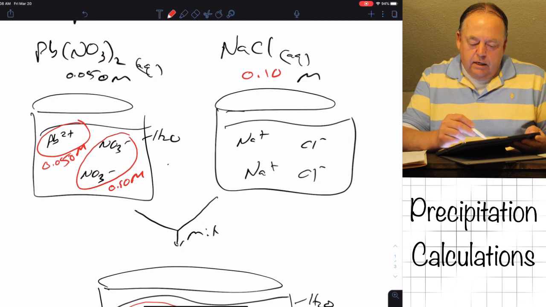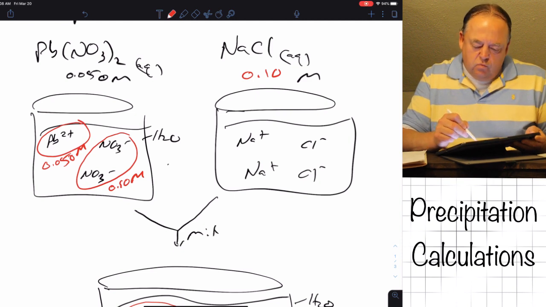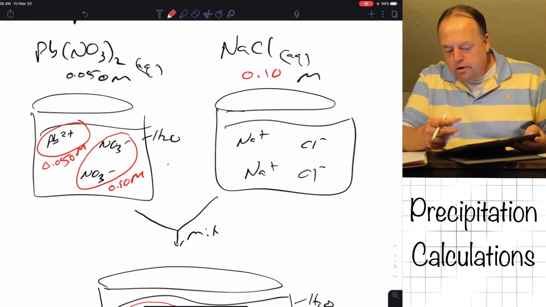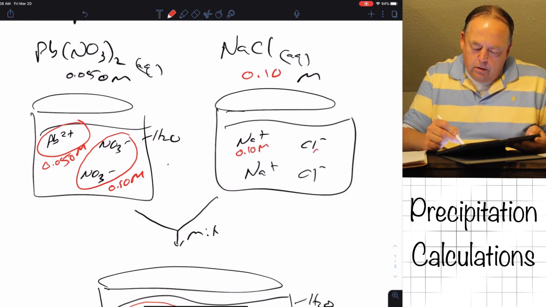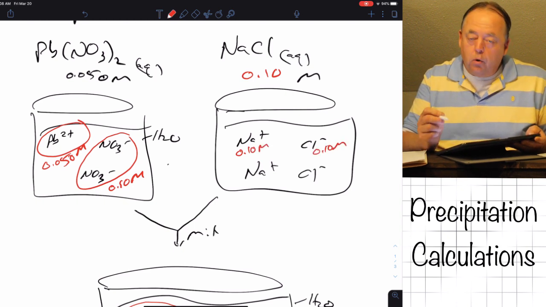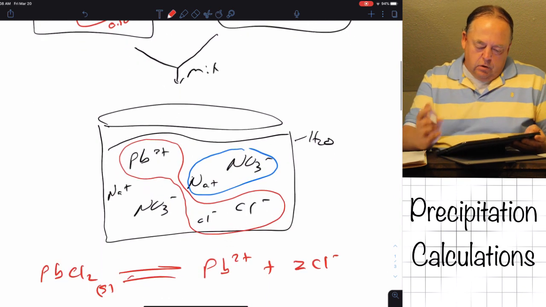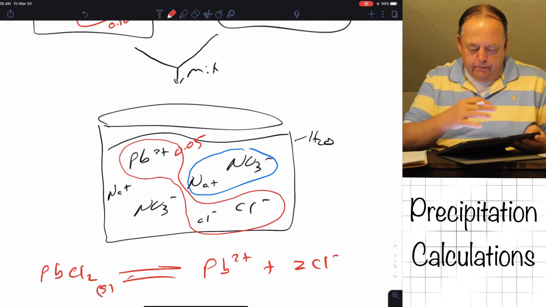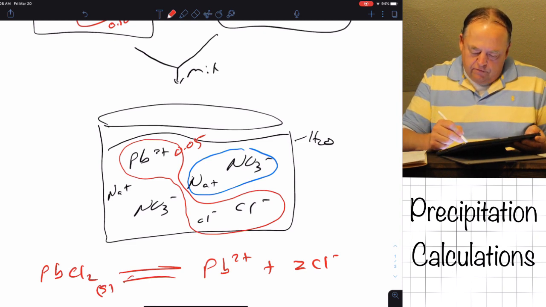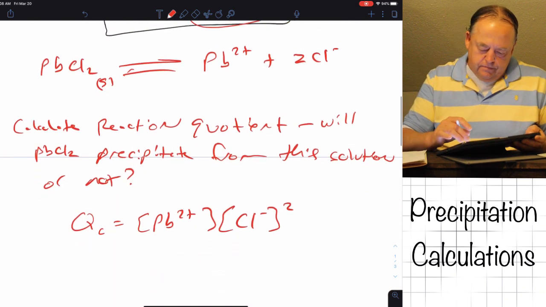And so every single sodium chloride that dissolves gives 1 sodium and 1 chloride. So if we add enough sodium chloride to water to make a 0.1 molar solution of sodium chloride, then the concentration of sodium would be 0.1 molar and chloride would be 0.1 molar as well. So in this solution then, once we mix them together, the concentration of lead is 0.05, and the concentration of chloride is 0.10 molar.